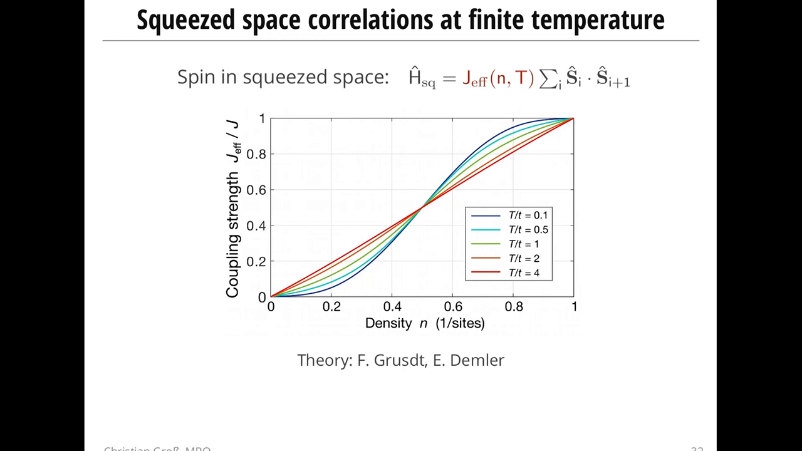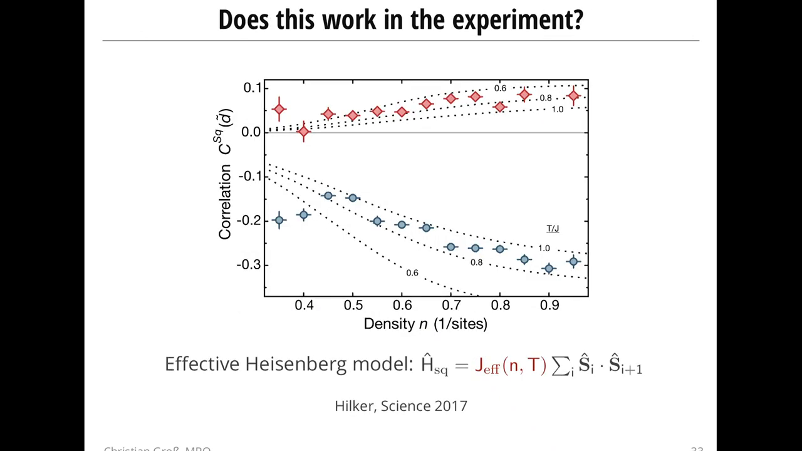I should say, this theory that is backing up this has been done in Eugene Demler's group by Fabian Kost. So how can we test this experimentally? Well, we can try if we can model, and now it's important, our finite temperature data on the spins using this effective squeeze space Heisenberg model.